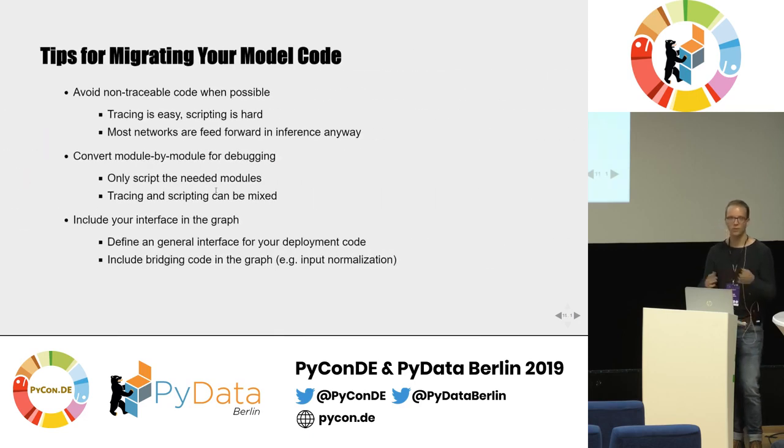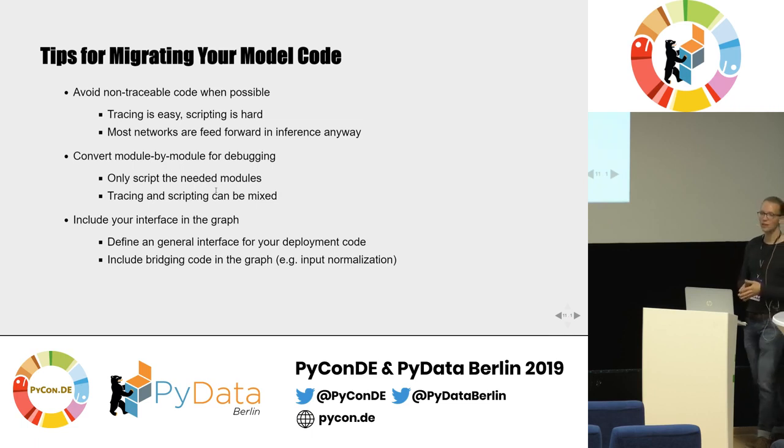So I promised in my abstract that I'd give some hands-on advice, but I don't have that much time, so I'm just going to be really quick. First advice that I'd give is avoid non-traceable code. Tracing is really the simplest thing you can do with a JIT. Scripting gets really, really hard, because you have to write Torch script, which is Python, but is lacking some stuff, and you don't always know what is lacking, and the error messages are really not that helpful.